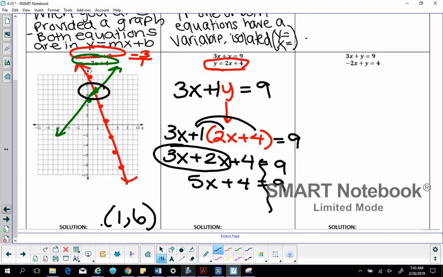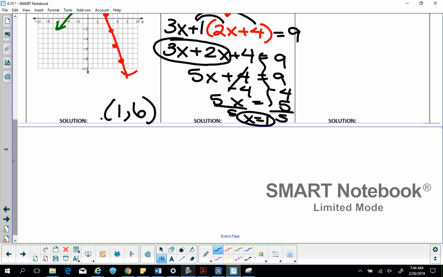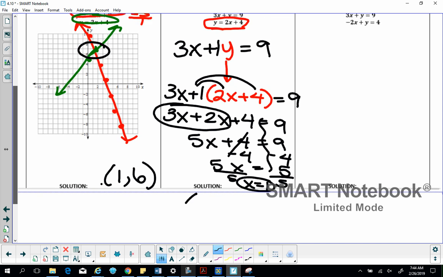Then how do I get 4 on the other side? You end up getting 5x equals 5. Then how do you get x by itself? So 5 divided by 5. You get x equals 1. Am I done now? No. I know my solution. The x is 1. I need to find my y.